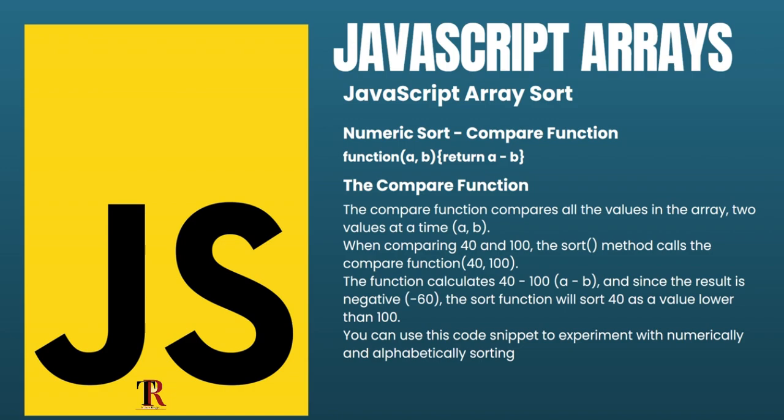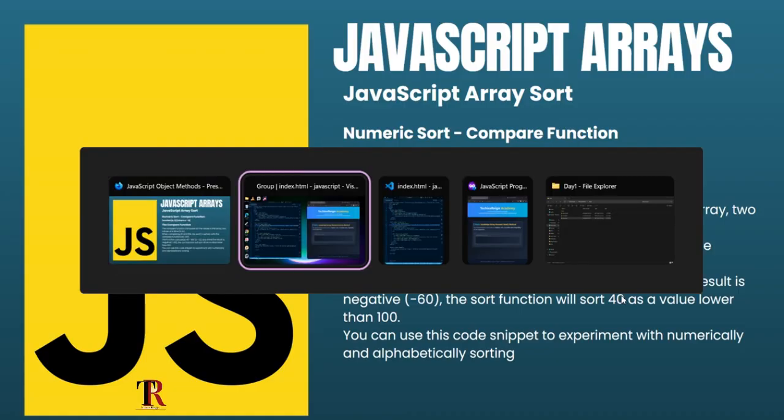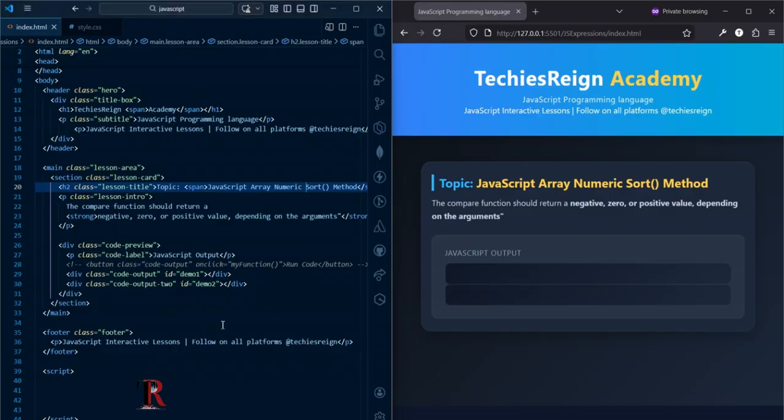Now, you can use these code snippets to experiment with numerically and alphabetically sorting. I didn't include the code here because I want us to use our editor to demonstrate it. So let me pull up my editor and let's get started.